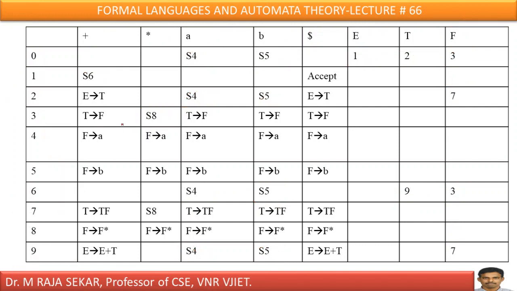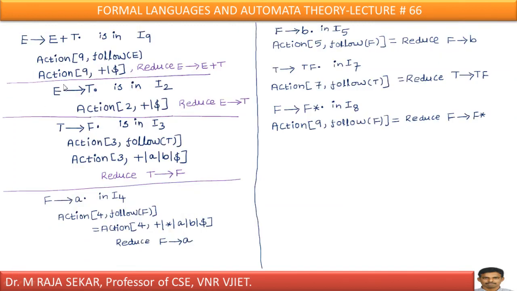Before that, let me explain one simple concept. Take E goes to E plus T dot, the production in I9. Go back in your previous slides and check. Why am I considering this production? Because it has reached its final state, meaning this dot cannot move further, as there is no other symbol to move over.